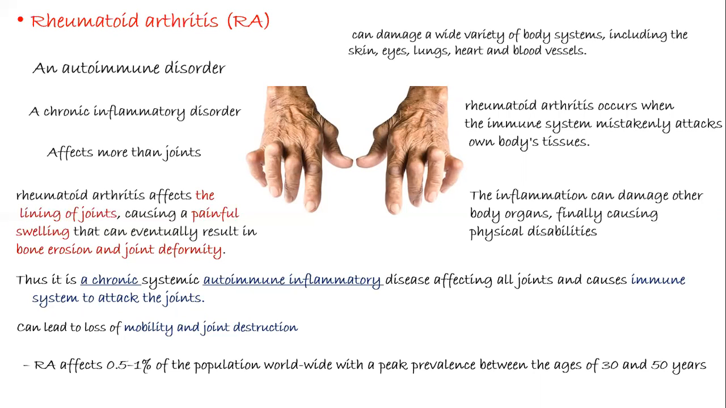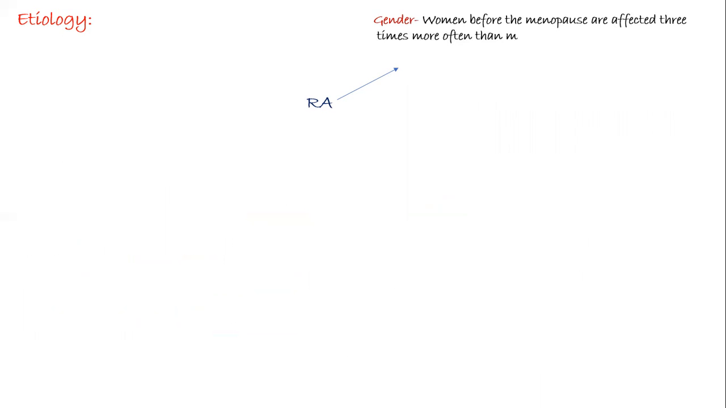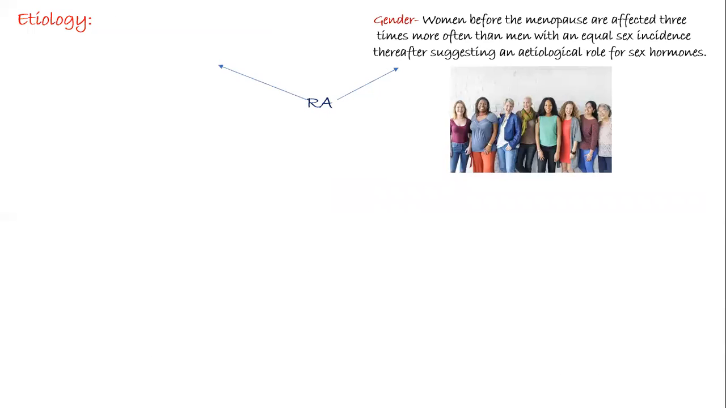Rheumatoid arthritis affects 0.5 to 1% of the population worldwide, with a peak prevalence between the ages of 30 and 50 years. Now we'll take a look at its etiology. First of all, the etiological factor is gender. Women before the menopause are affected 3 times more often than men, with an equal sex incidence thereafter, suggesting an etiological role for sex hormones.